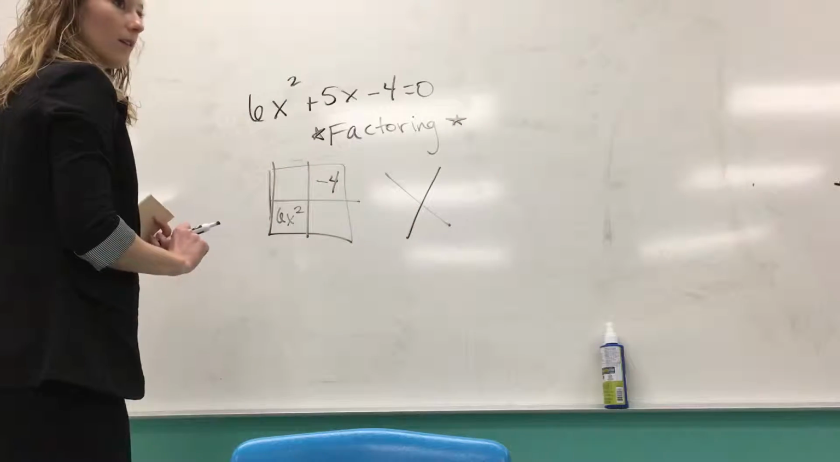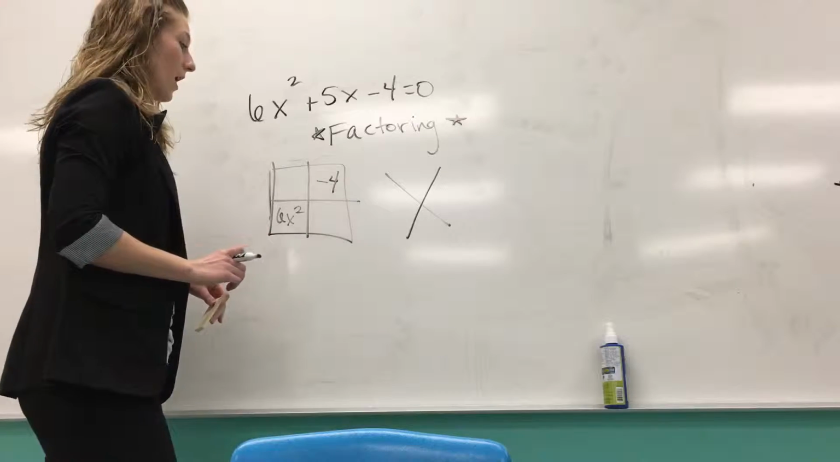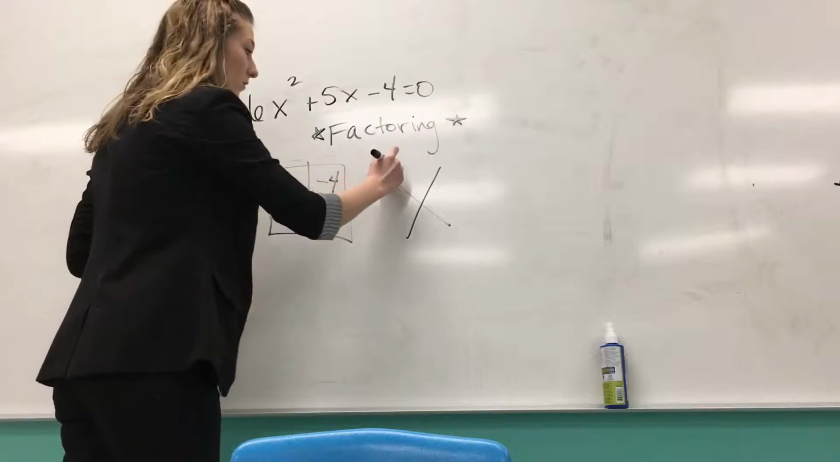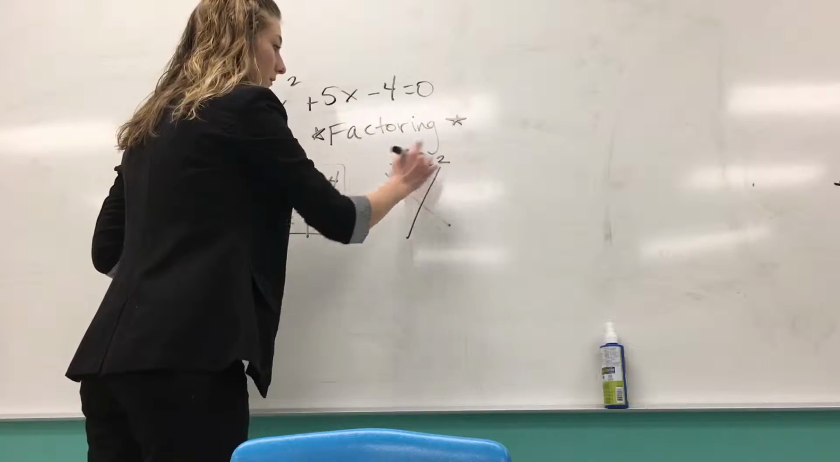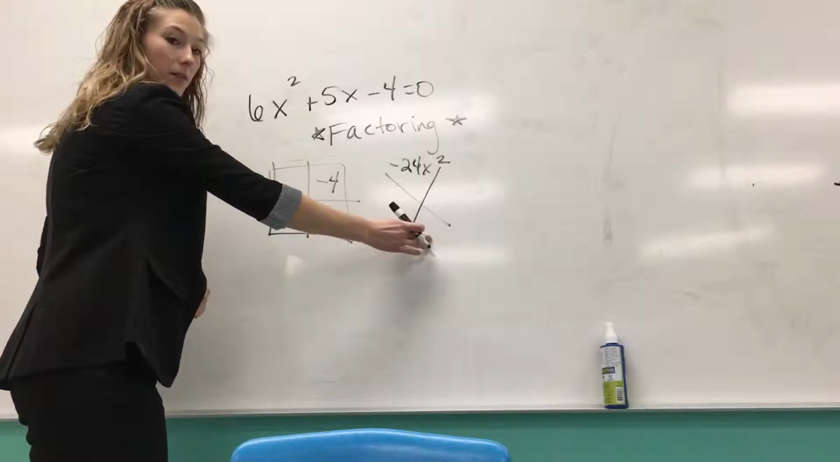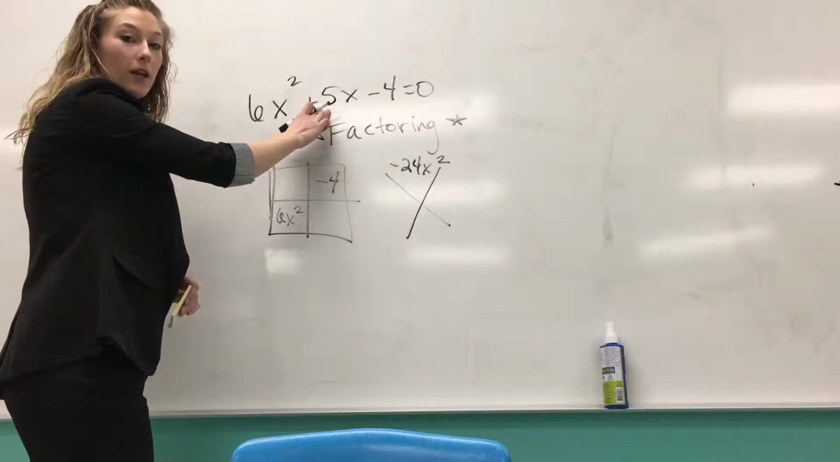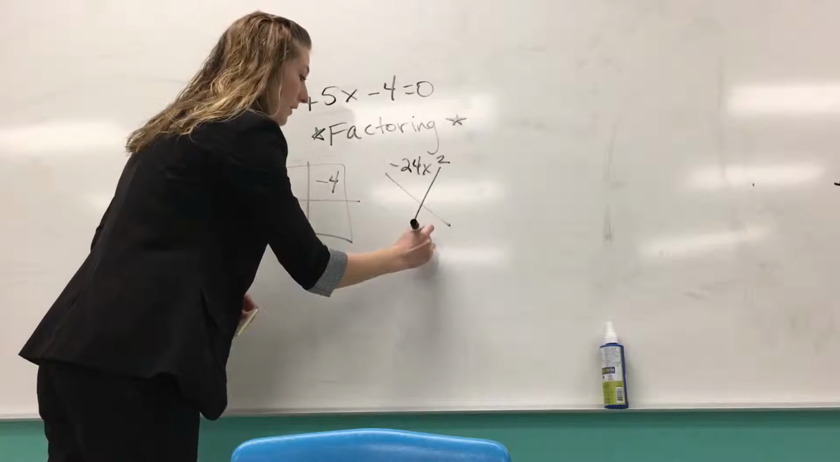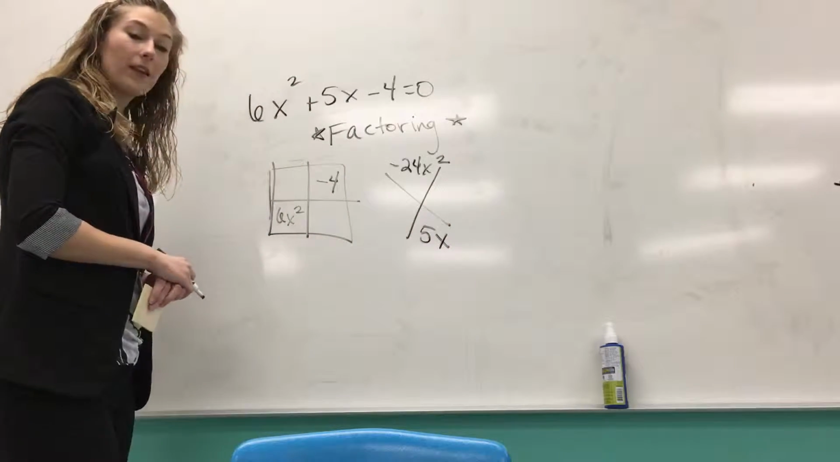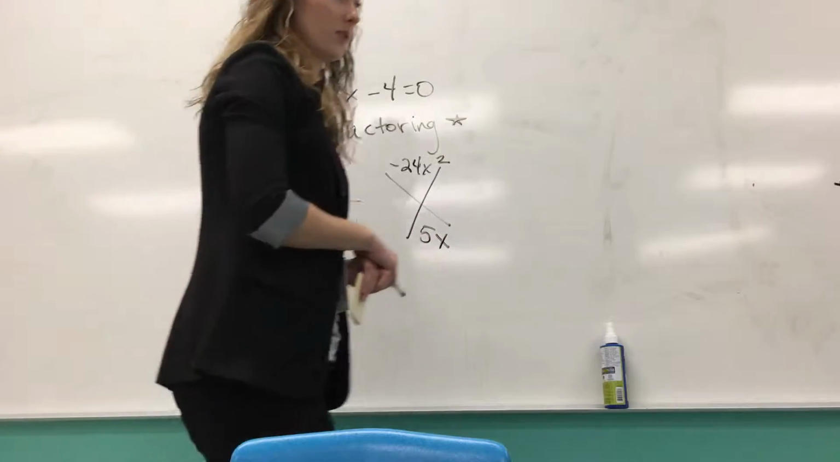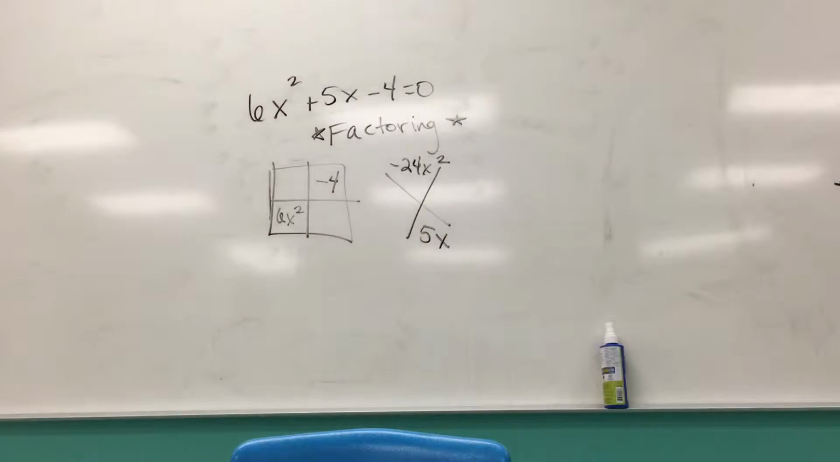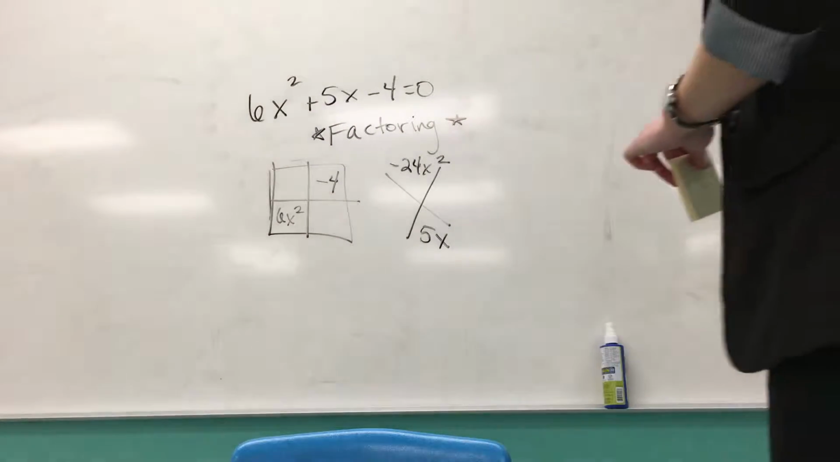So I'm going to multiply those two together, I'll get negative 24x squared. The bottom of the diamond I get from the middle term in my equation, so positive 5x. Then I need to think of things that multiply to 24. Let me just make sure you can still see this. Okay. So things that multiply to 24.